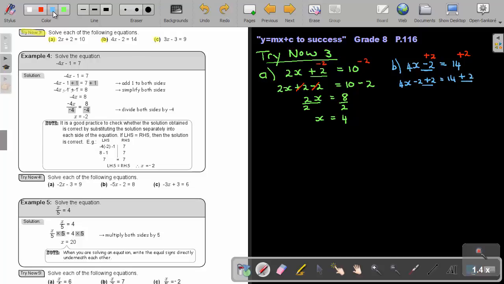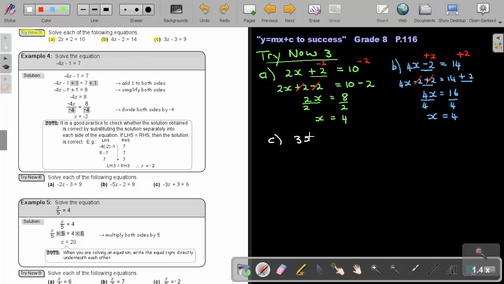And now I can go and say, okay, this is what I planned. This cancels out. So I will have 4x. And 14 plus 2, what will that be? 16. I divide by 4. I divide by 4. And the value of x will be equal to 4. And let's see, 4 times 4, it's 16. Minus 2 will be equal to 14. Let's do the last one, number C.